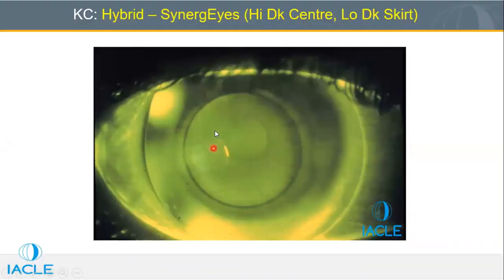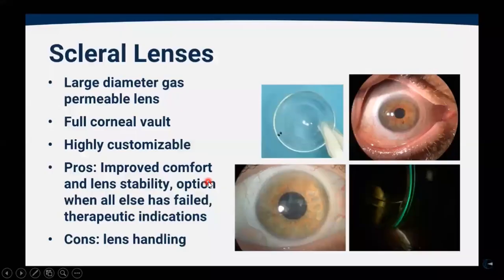So this is one of the pictures showing hybrid lenses, where you are seeing in the center it is RGP and the periphery it is a soft skirt.